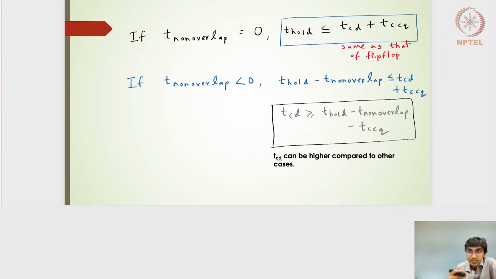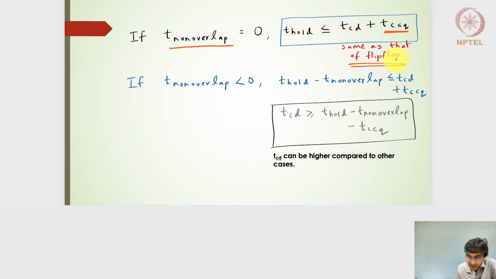So what we are supposed to design is the TCD of the combinatorial circuit, plus the TCCQ, which is given by our latch designers, plus the T non-overlap should be greater than or equal to the T-hold. Now what if the T non-overlap is 0? Then we should make sure that the TCD plus TCCQ is greater than the T-hold duration, same as in the flip-flop designs. If you remember the flip-flop design, even there TCD plus TCCQ should be greater than the T-hold.